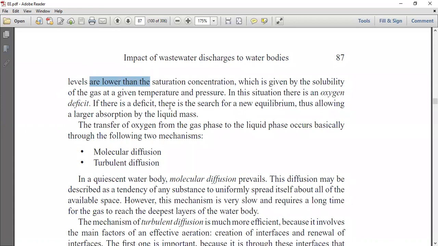If there is a deficit, there is a search for a new equilibrium, thus allowing a larger absorption by the liquid mass. The transfer of oxygen from the gas phase to the liquid phase occurs basically through two mechanisms. The first is molecular diffusion, and the second is turbulent diffusion. In a quiescent water body, molecular diffusion prevails. The diffusion may be described as a tendency of any substance to uniformly spread itself about all the available spaces. However, this mechanism is very slow and requires a long time for the gas to reach the deepest layer of the water body.